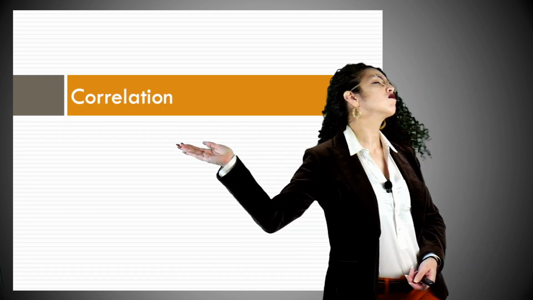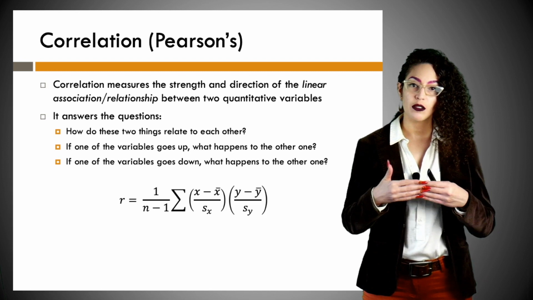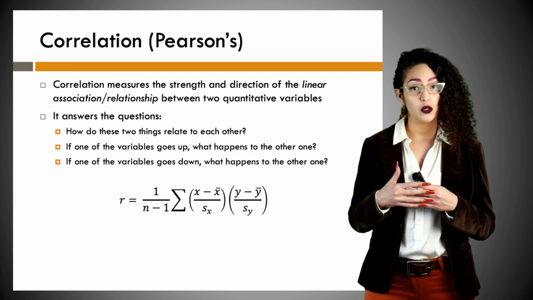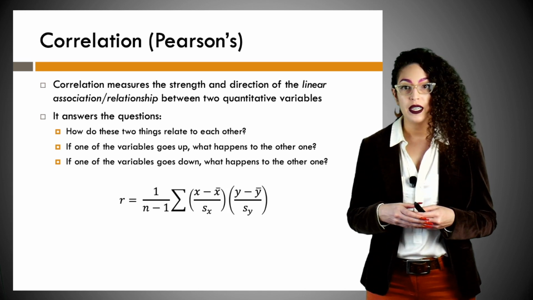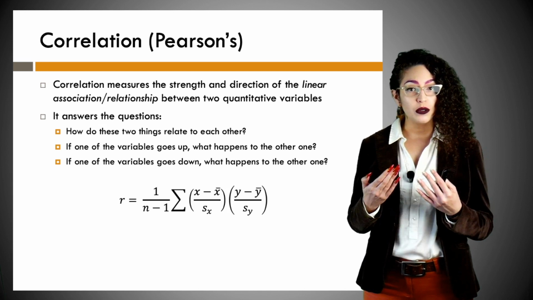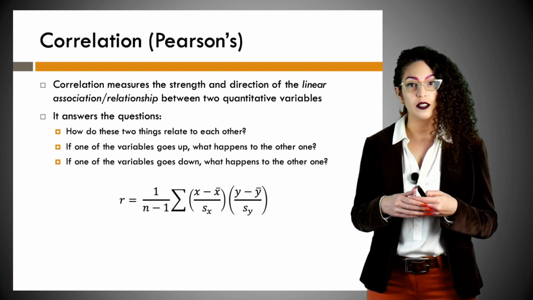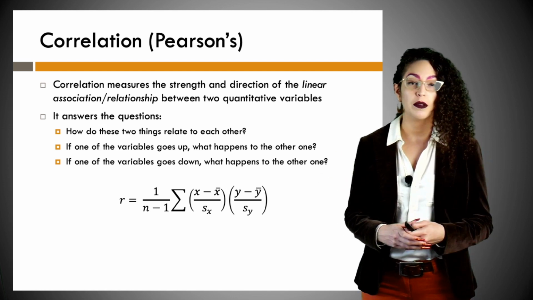Correlation. Correlation is a measure of strength and direction of a linear association or relationship between two quantitative variables. It answers the question, how do these two things relate to each other? If one of the variables goes up, what happens to the other one? If one of the variables goes down, what happens to the other one?